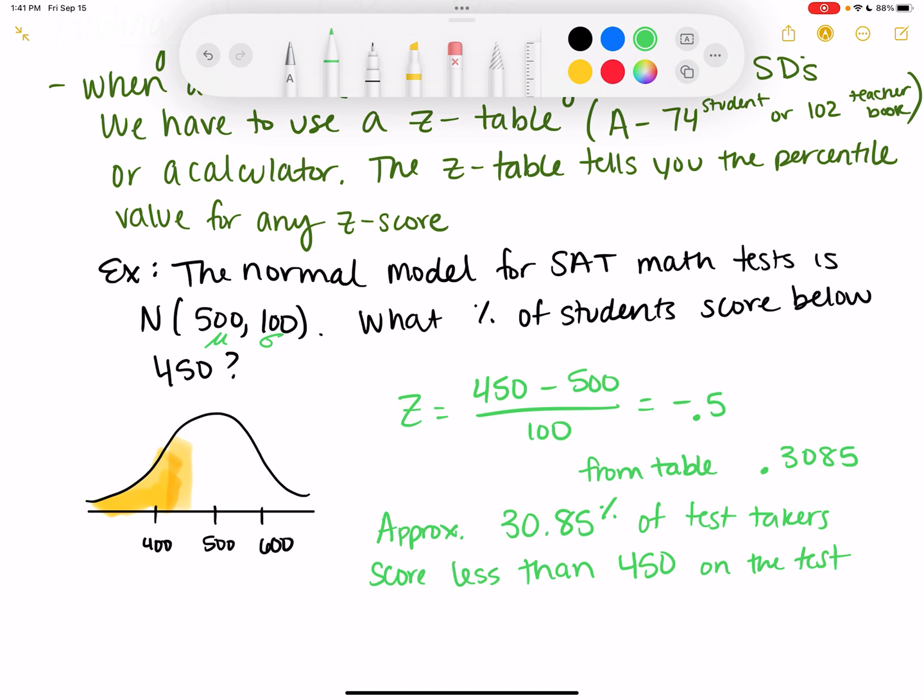Okay. So what we do, we found a z of minus 0.5. Okay, so we come down in this column in z. What is that?